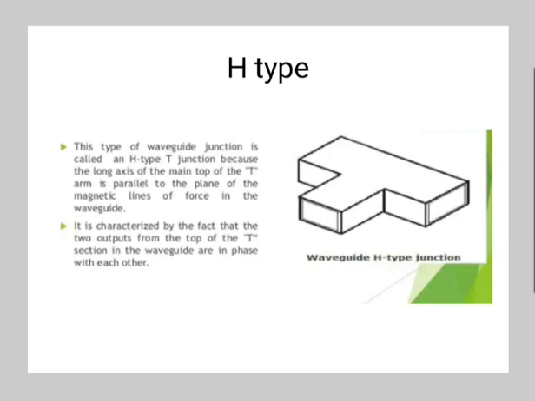If the input is applied at port 3, then the wave will split equally in magnitude and phase into port 1 and port 2. Reversely, if two input signals are fed into port 1 and 2 of the collinear arm, the output at port 3 will be the sum of the two input signals.